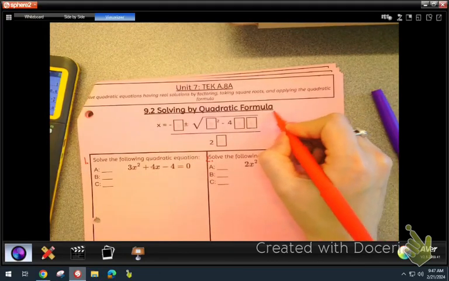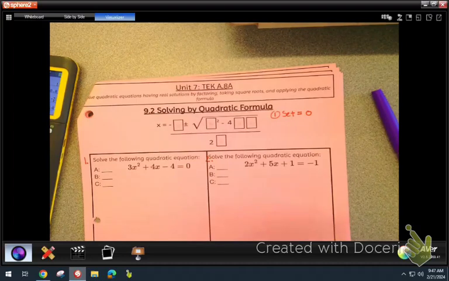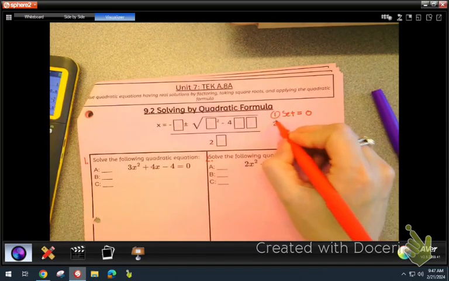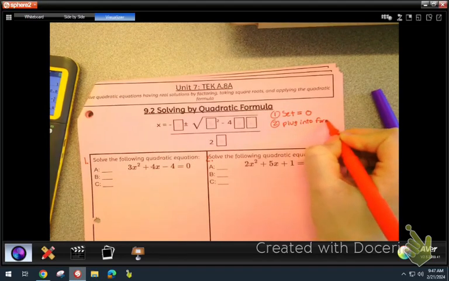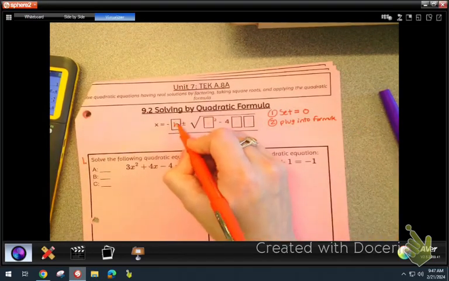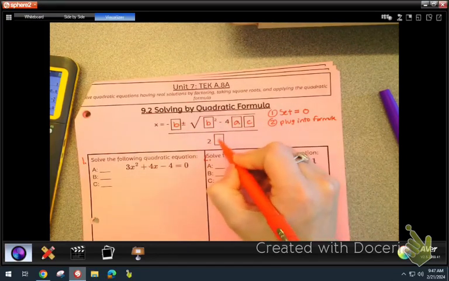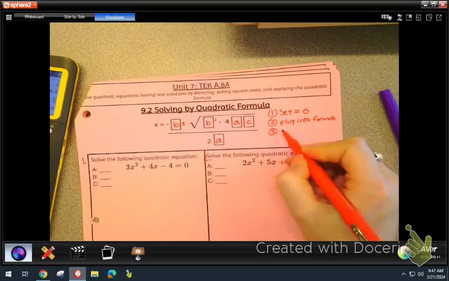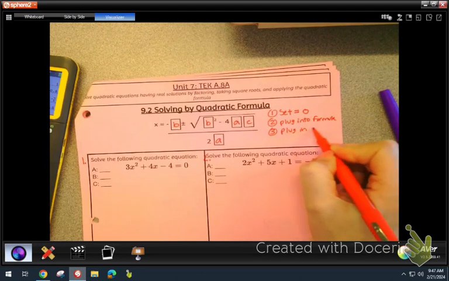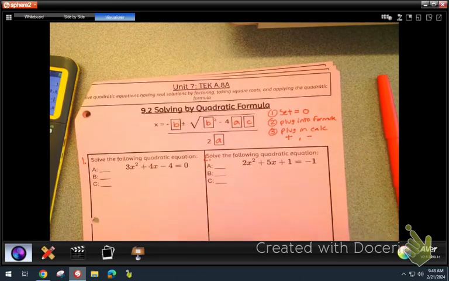Number 1, we always want to set equal to what? That's important, and that's not going to be done on three-fourths of this page, so we're going to have to practice that. Step 2, plug into the formula. And remember, it's negative b plus or minus the square root of b squared minus 4ac, all over 2a. Step 3, plug into the calculator. Do 1 with the plus, 1 with the minus. You have to plug it in the calculator twice.